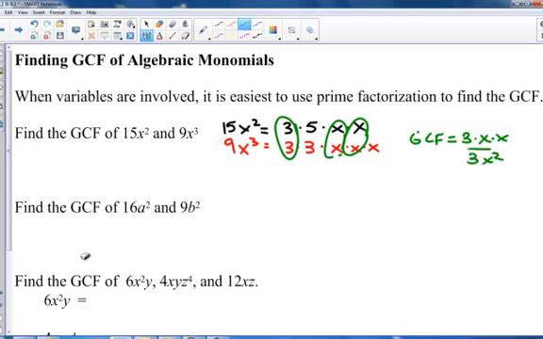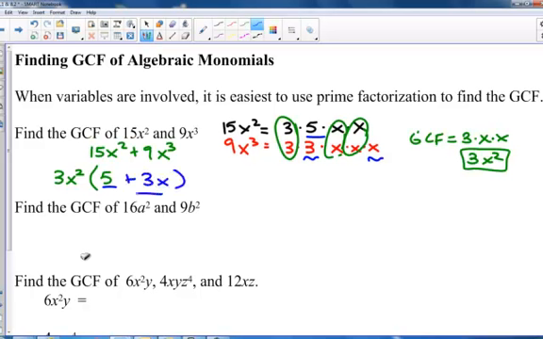That's 3x squared. So if I had 15x squared plus 9x cubed, and I needed to put that into factored form, I would take 3x squared out front. I would be left with 5, not 5x, just 5, and then I would be left with 3x. This is the exact same as that. This is expanded form. This is factored form.